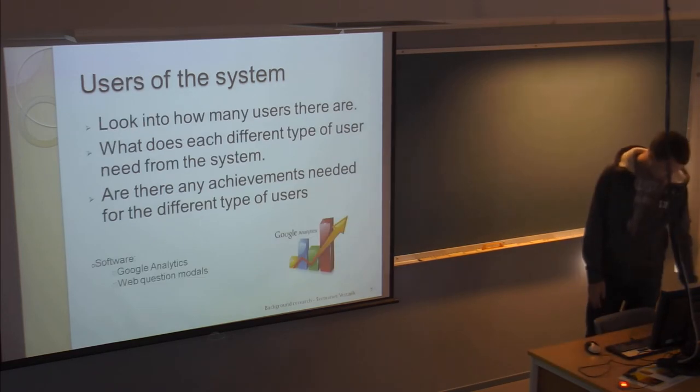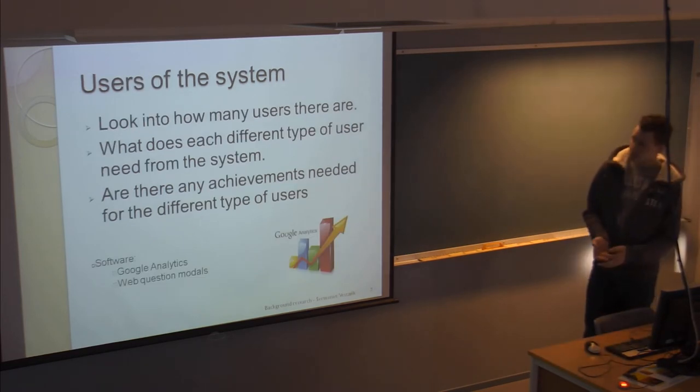Users of the system: you have to define the approximate number of users, the different types of users, and whether there is any specific information that only some specific parts of the users have to use.